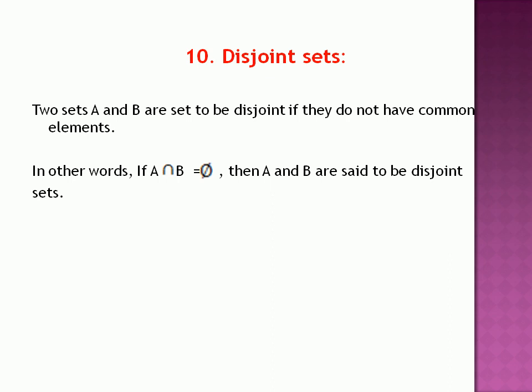Okay, I will give you an example. A is equal to the set of elements a, b, c, and set B is equal to the set of elements 1, 2, 3. There are no common elements in these two sets. So these are called disjoint sets.